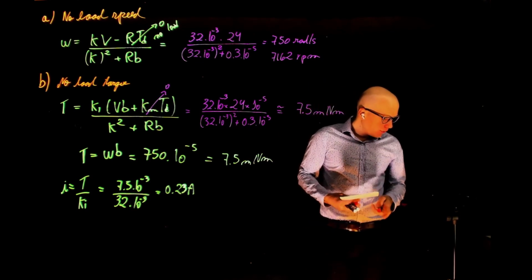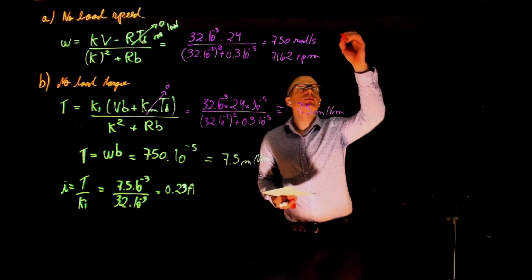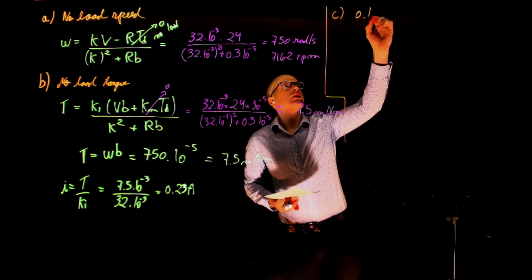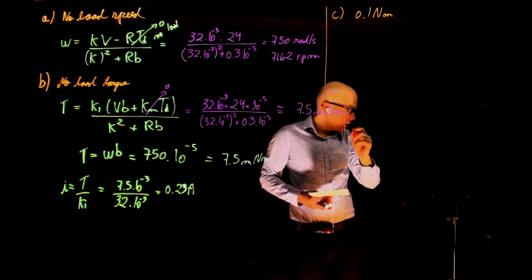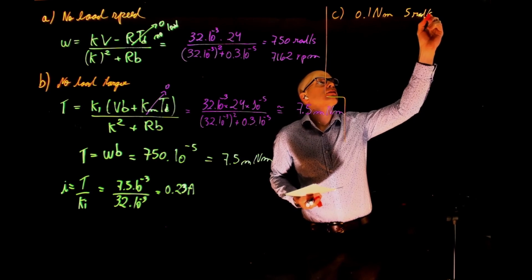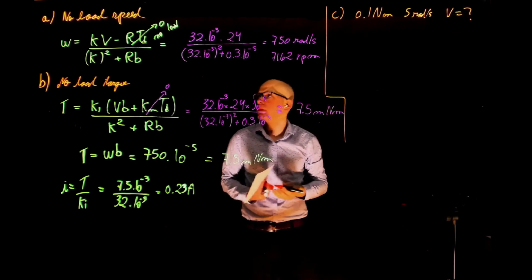Let's calculate the voltage and current required to drive now a 0.1 Newton-meter load at 5 radians per second. What is V? How do we do that?